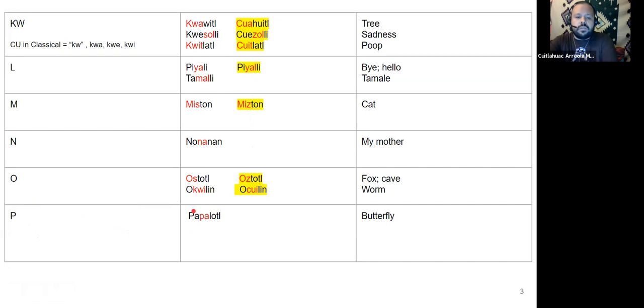Papalot. Now, in the writing in Nahuatl, no accents are written, right? So as you go along, as you learn more, the stress or the emphasis will just come second nature to you. For now, just be mindful of it. As you're writing down the words, maybe underline it or write it in a different color so you get used to it.